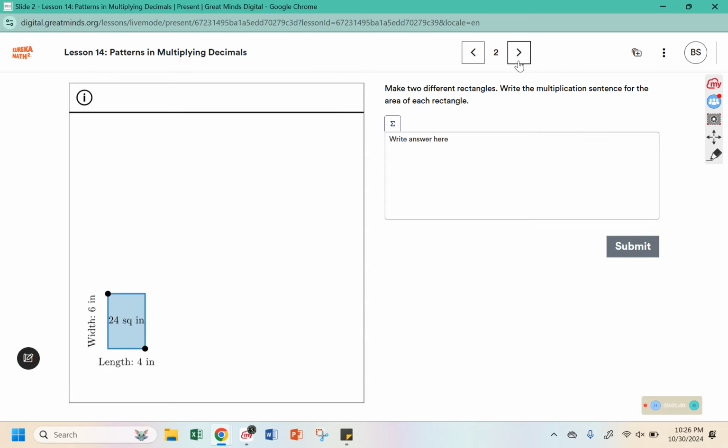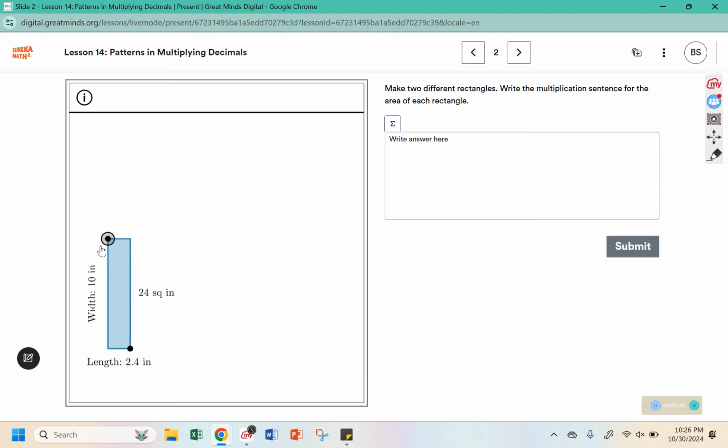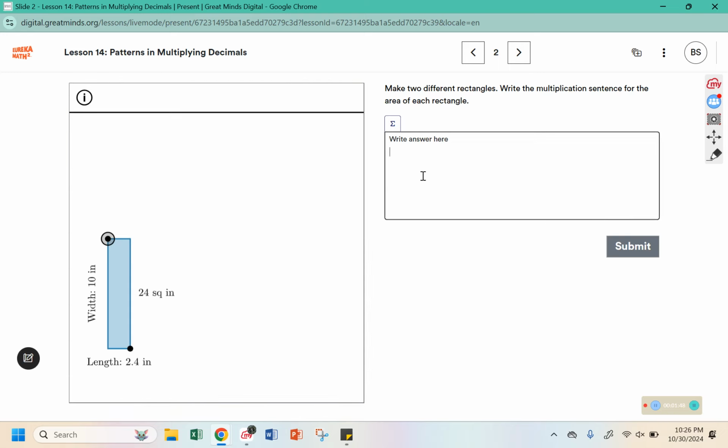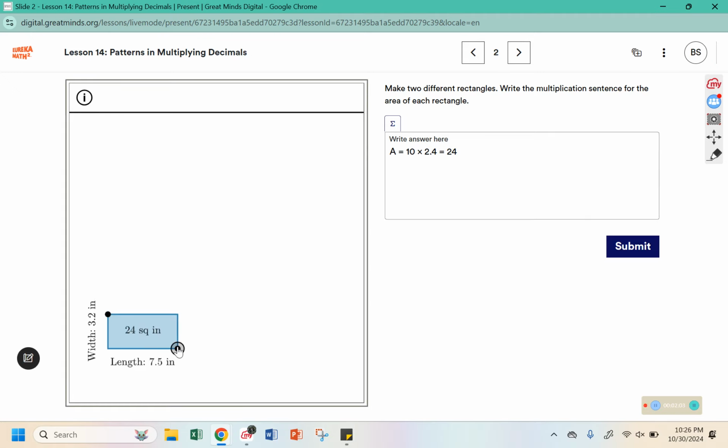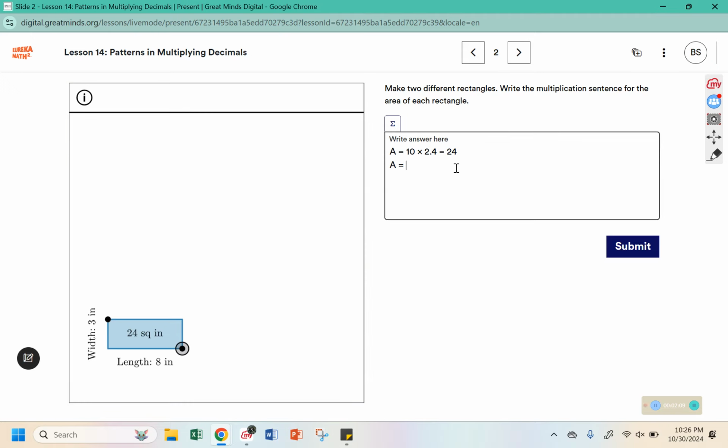Make 2 different rectangles. Write the multiplication sentence for the area of each rectangle. So I'm going to start the first one. The area is 10 times 2.4, which came out to 24, not 34. If we adjust, I also have a rectangle that is 3 by 8, and that comes out to 24 as well.